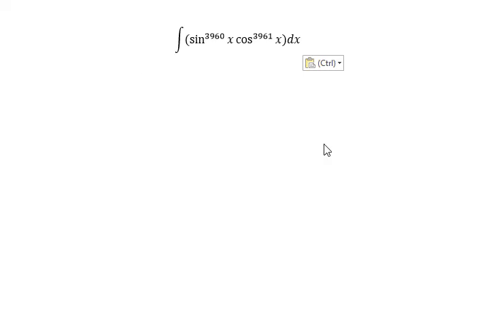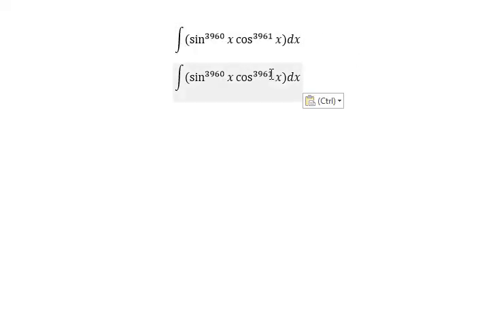The topic today is the integral. We have the integral of sin x to the power of 3960 multiplied with cosine x to the power of 3961 dx. So I will show the technique how to answer the question.